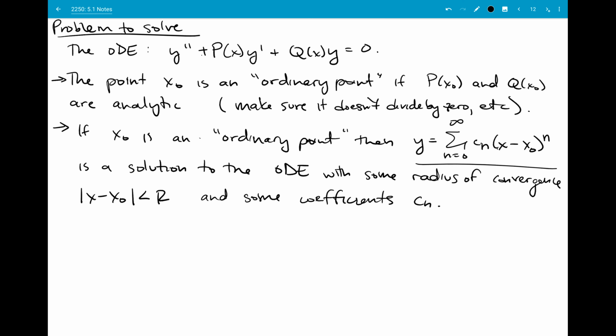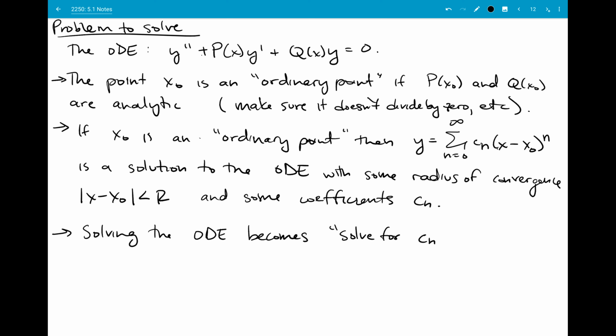And really, when we say y is equal to all that stuff, if I've given you x0 is some special thing called an ordinary point, x minus x0 to the power n makes sense. Taking an infinite sum makes sense. The only thing that's not defined is Cn. So those coefficients, Cn, are what we don't know here. So solving the ODE becomes: solve for Cn, so the differential equation is satisfied.